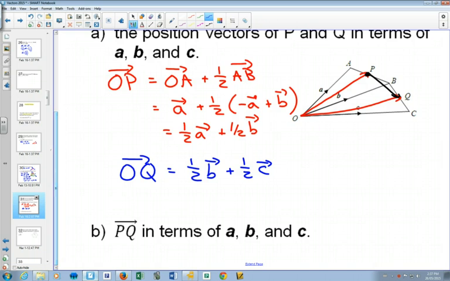Well, since we've got our position vectors for P and Q, right, and we could call this position vector P and this position vector Q, to go from P to Q, you would have to go negative P plus Q.